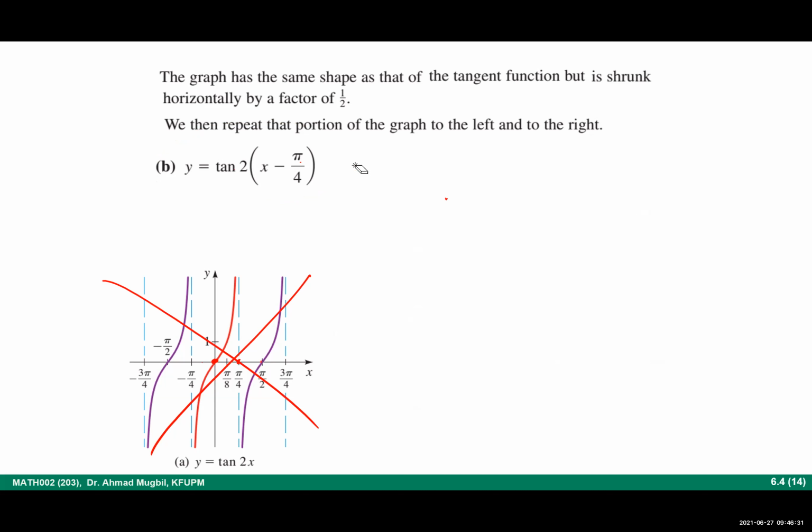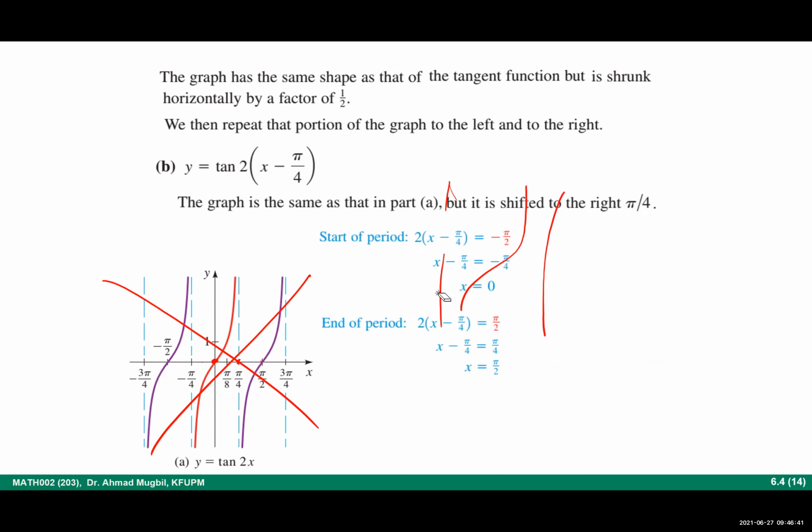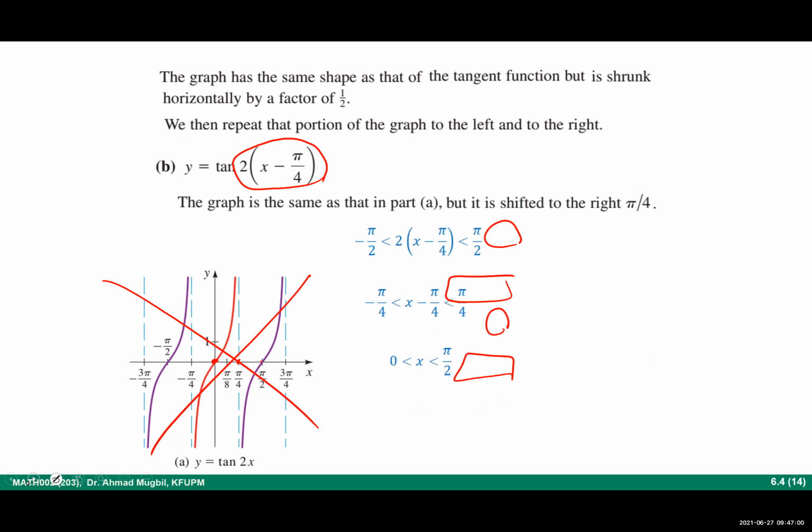What you need to do in that case, you need to find the first two vertical asymptotes to sketch the graph between them. So how to find them? You have two methods, by the way. One method is to put the argument, what is here, equal to negative pi over 2 and pi over 2 and solve them. This will give you the first two vertical asymptotes. But as I told you before, I prefer to combine these two equations in a single inequality. What is it? This one.